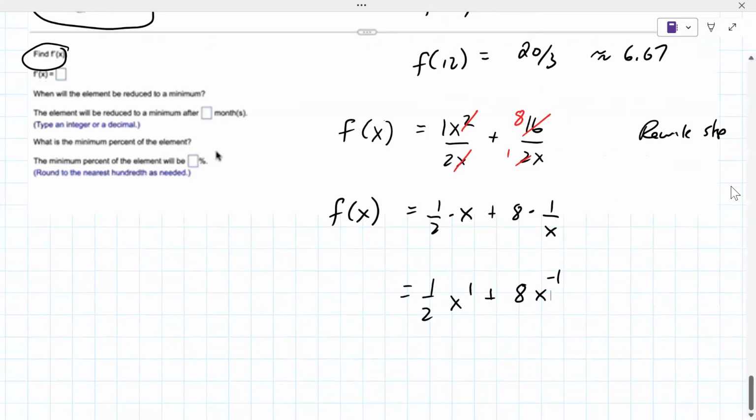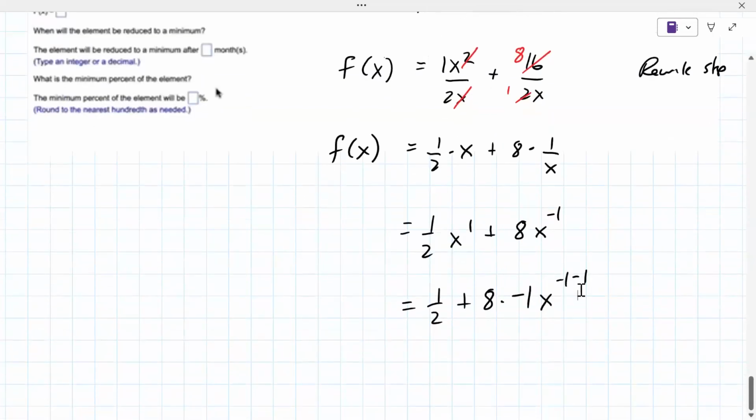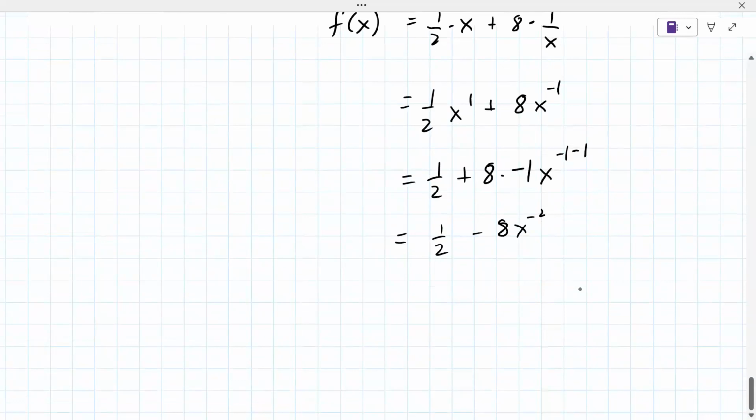All right, so now your derivative. We're finally ready to take a derivative. When it's a constant times x to the power of 1, it's just the constant. When you have an exponent that's not 1, you bring it down, so you times -1, and then you subtract 1 from the exponent. So this becomes x to the -2 power. Then there's a negative. So this is all simplifying now. 1/2 minus 8 x to the -2. It becomes 1/2 minus 8 over x squared.